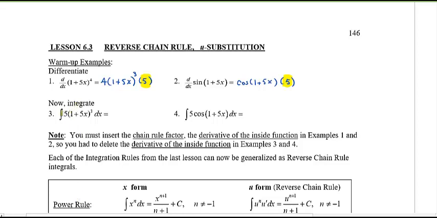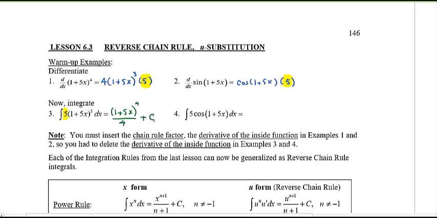So now I want you to integrate this thing, 5 times (1 plus 5x) to the power of 3. So remember how we had that extra factor 5? Well, there's that extra factor 5. What do you think happens when we undo it? When we undo it, that extra factor of 5 must disappear. So therefore, we're going to have just 1 plus 5x, and we're going to raise it to the power of, that's correct, 4. Don't forget to divide by the new exponent, and then plus c.